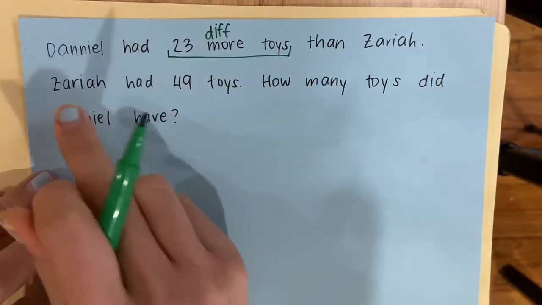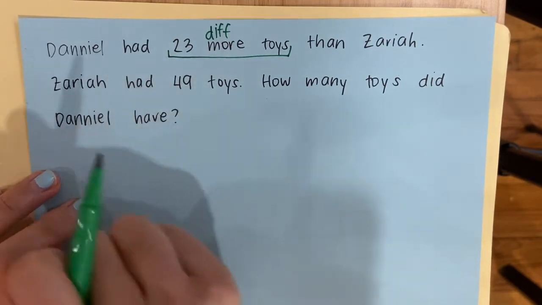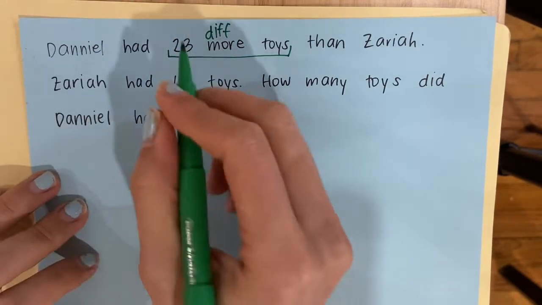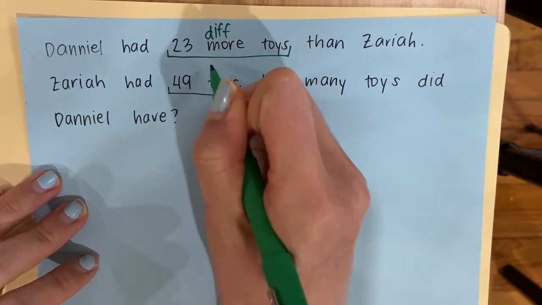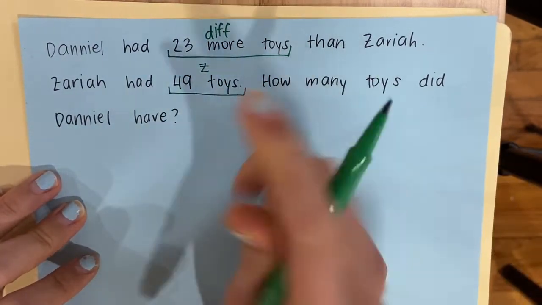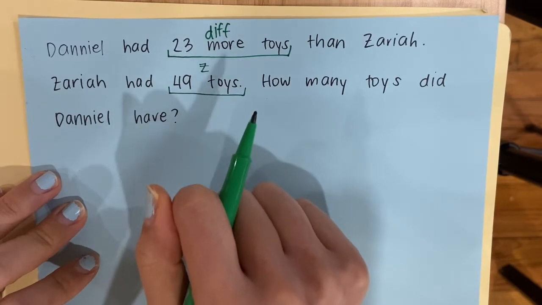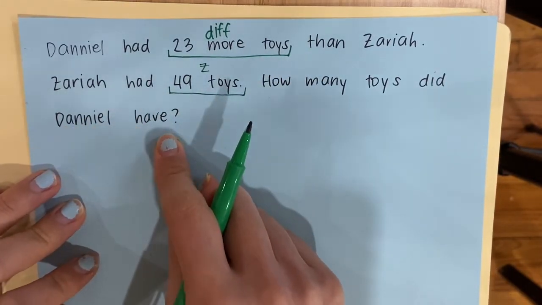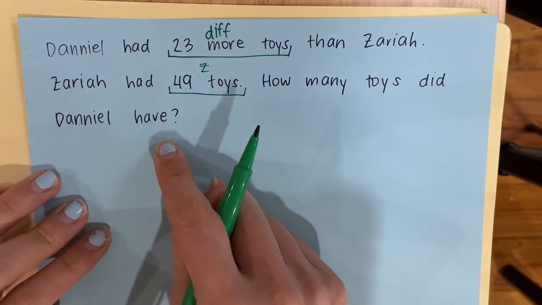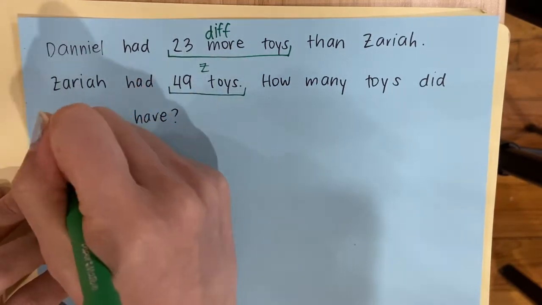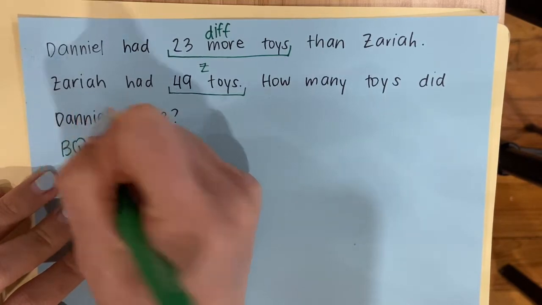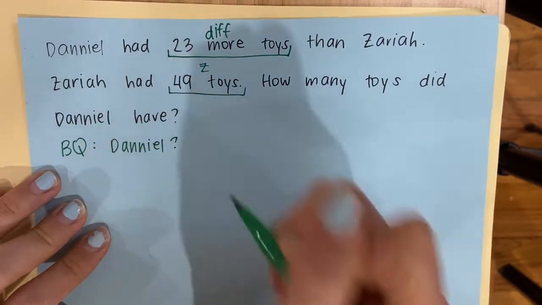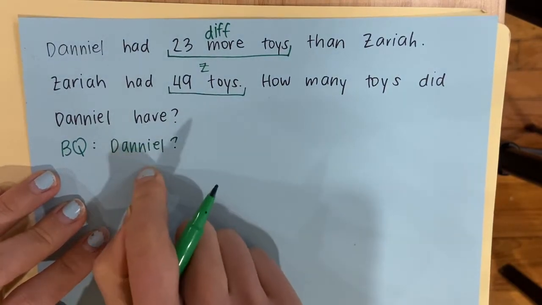Let me keep reading. Zariah had 49 toys. What are you gonna jot? I'm gonna jot Z for Zariah because those 49 toys belong to Zariah. How many toys did Daniel have? What are you gonna jot? Yep, that's my big question, so I'm gonna jot BQ Daniel and put a question mark because my big question is how many Daniel had.